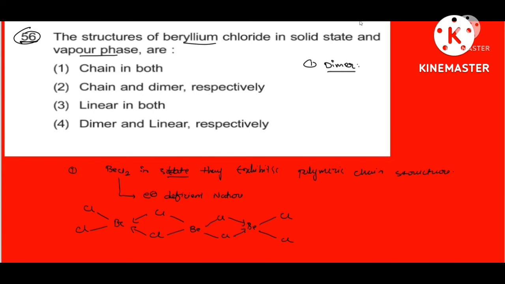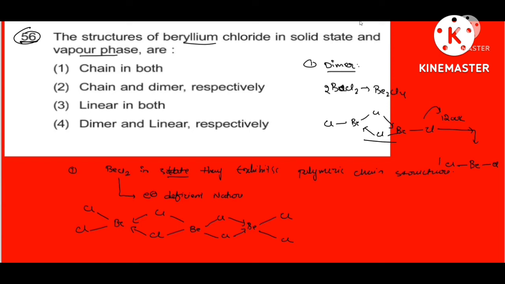Now let us see the structure of the dimer. BeCl2 dimer means another mole is added, giving 2 moles: Be2Cl4. Its structure is beryllium bonded to chlorine bonded to beryllium bonded to chlorine. Here you have to keep in mind that when this dimer is heated to 1200 Kelvin, it becomes a linear structure, that is, Cl-Be-Cl.